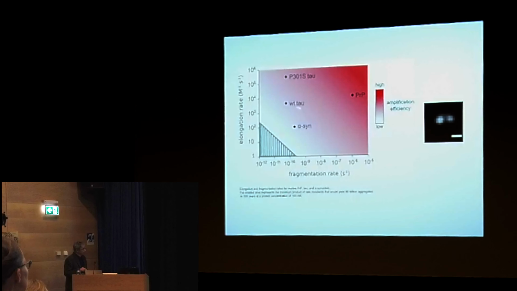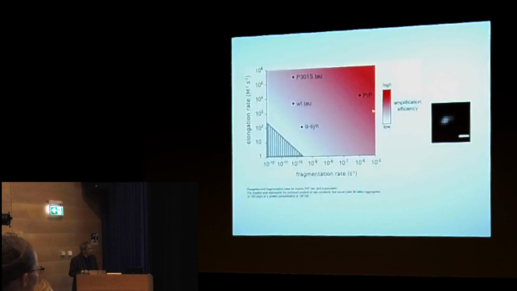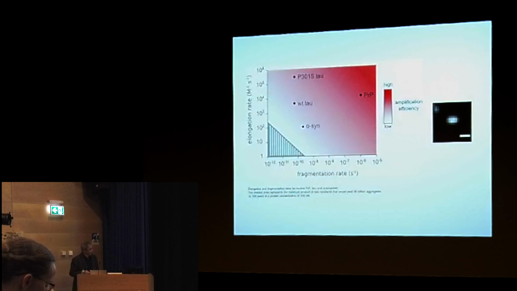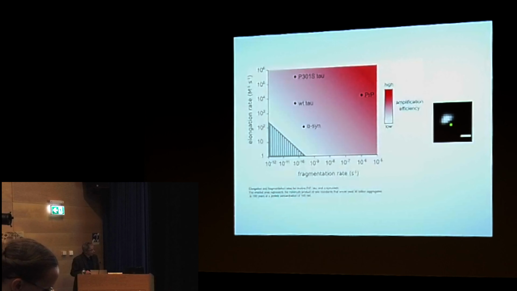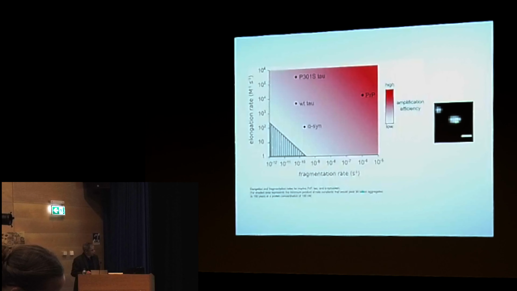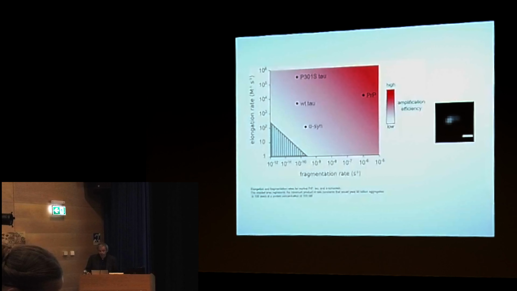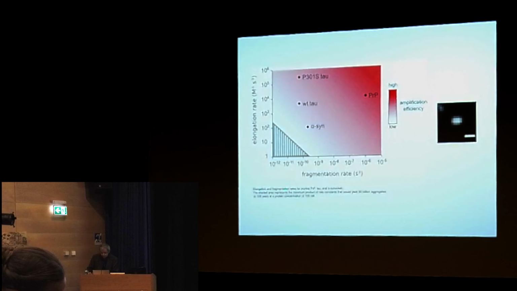What I'm showing here is the only one that we could actually capture replicating, which is prion protein. So we can put prion protein on a cover slide, add monomer, and hopefully you can see it grows and then it fragments into two aggregates. So we can actually capture that occurring and show that it happens for the first time.